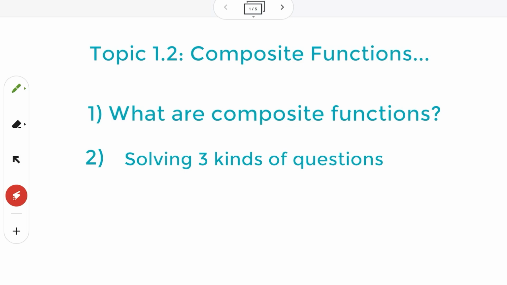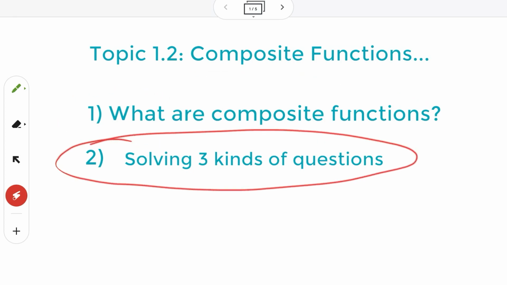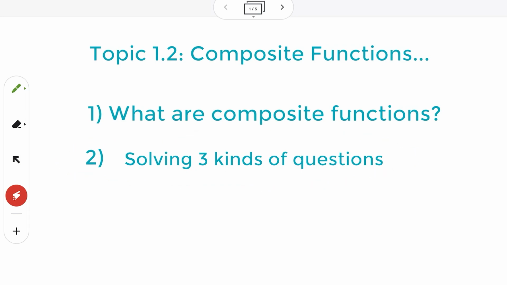This is a very straightforward and easy topic, so let's break it down. First, we're going to talk about what exactly composite functions are. And secondly, we are going to solve the three kinds of questions that arise in SPM. Once you can solve these three questions, you can solve any composite function question in SPM.